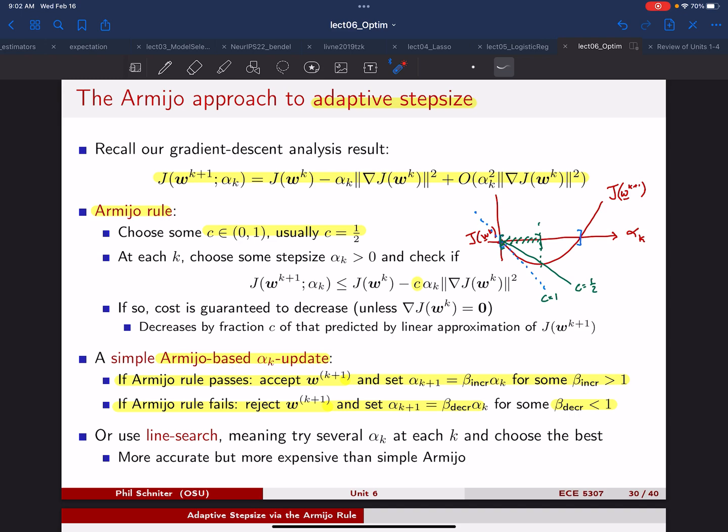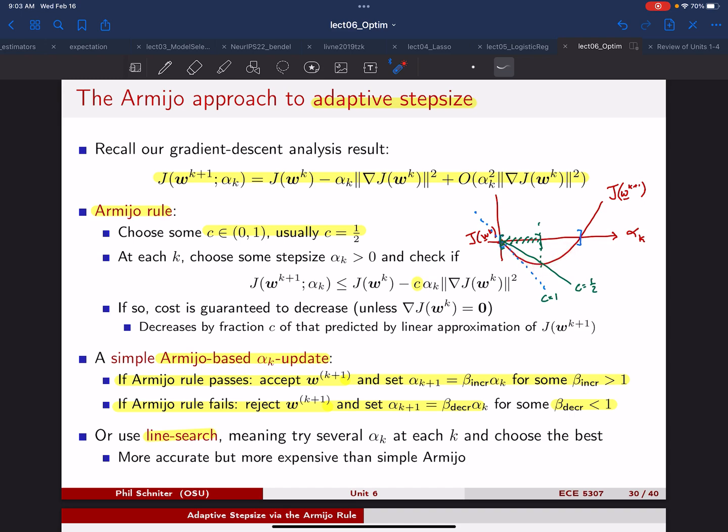All right. So there is another approach called line search, which is going to be more work. It's more expensive, but it's going to give you a better result. So in line search, what you would do is you would actually just try a whole bunch of different step sizes before you choose any of them. So maybe you choose all of these, and then you say, which of those step sizes gave me the best result, and you choose that.